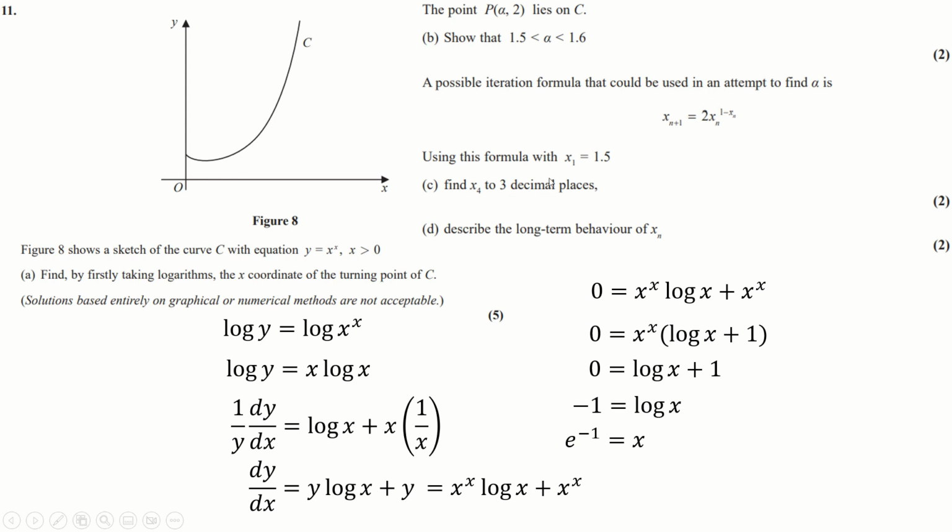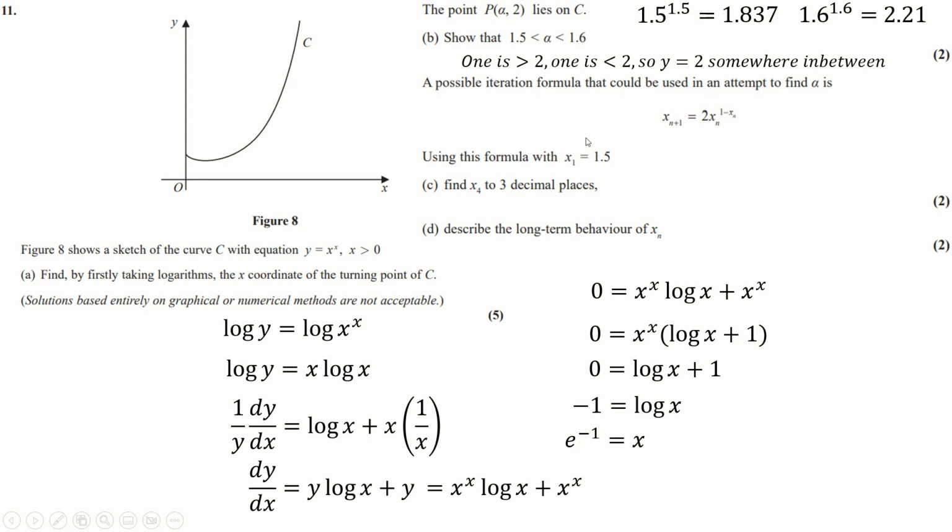And that's, I think, all they wanted us to get. Show that alpha is between this, if this is here. So if alpha was 1.5, so if x was 1.5, we would get y is this. And if x was 1.6, we would get y is this. And because one is less than 2 and one is bigger than 2, that means alpha must be between those two results. Just saying something like that will work.